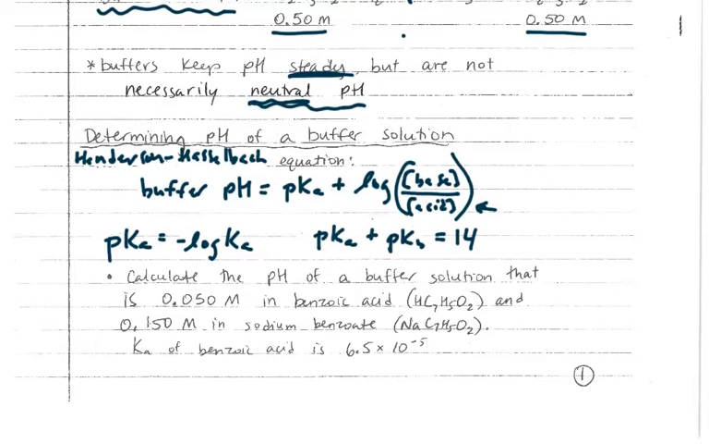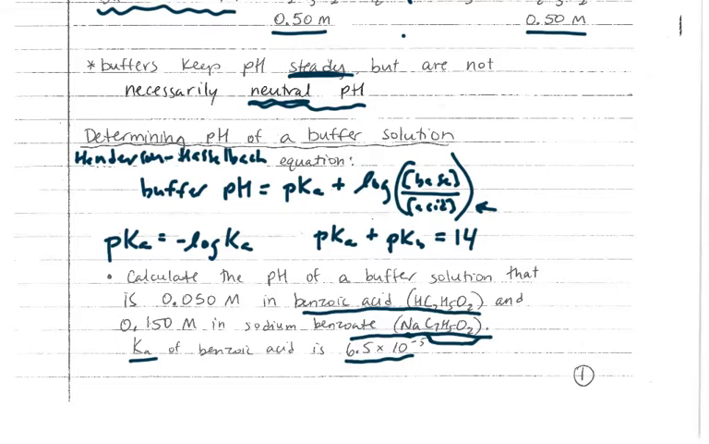All right, let's do a practice problem. It says calculate the pH of a buffer solution that is 0.05 molar in benzoic acid and 0.15 molar in sodium benzoate. So this is our weak acid, and this here is our conjugate base with a sodium added to make it into a solid salt. But in solution, it will dissociate and we'll end up with just this part as the conjugate base. It gives us the Ka of benzoic acid: 6.5 times 10 to the negative fifth.